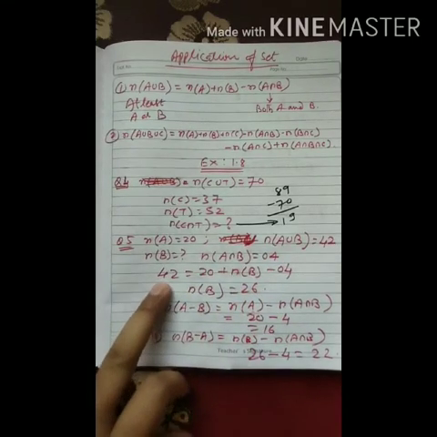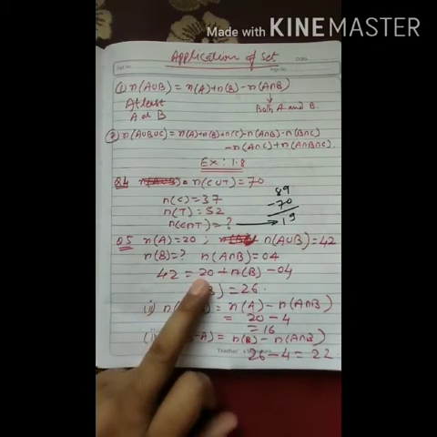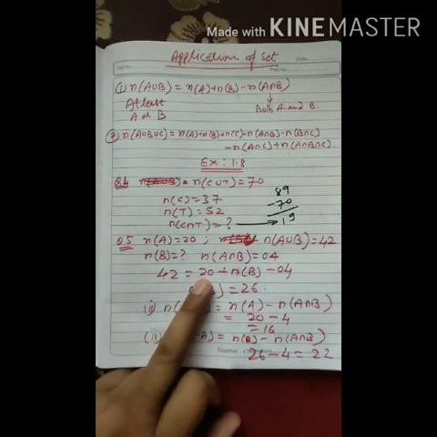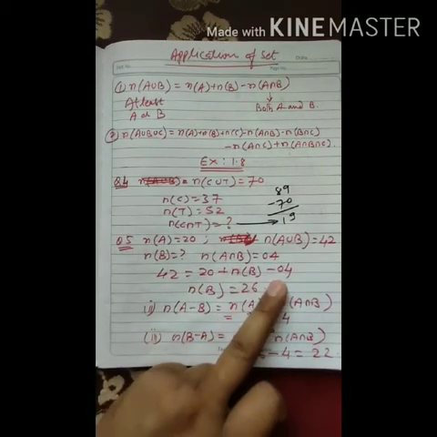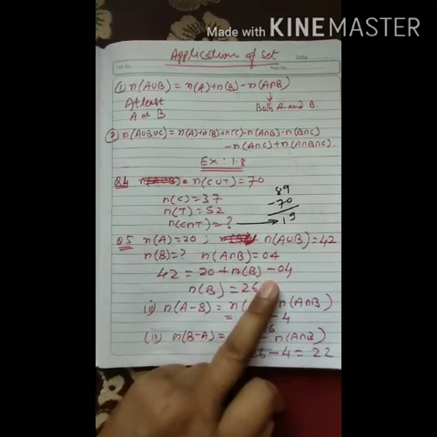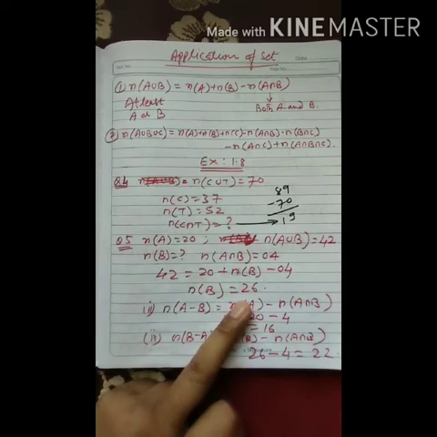So this is the value of A union B, 42, and the number of elements in set A is given as 20, and in B we have to find. This is the intersection. So 20 minus 4 is 16, 16 minus 42, it will give 26. So 26 is the total number of elements in set B.